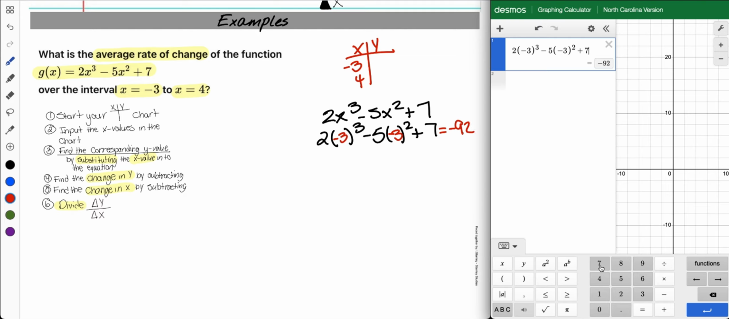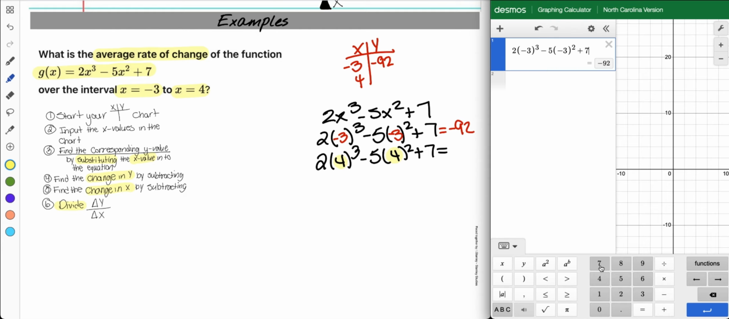And that's what I put right beside the -3 in my T chart. Okay, so now I'm going to have to go back and do the same thing for the 4. So I'm going to go 2 parentheses 4 raised to the third minus 5 parentheses 4 squared plus 7. Now I need to know exactly what that's going to equal. But we just got to remember that I did replace the 4's where the x's should be. So basically I swapped out the x for a 4.